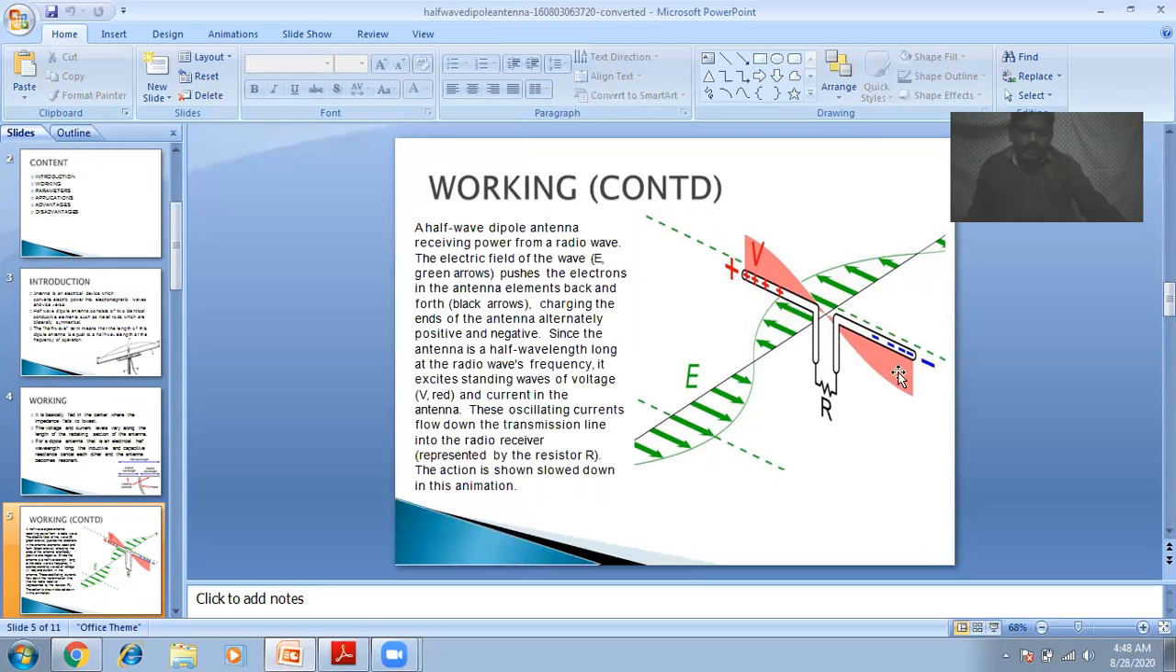That means the lower portion of lambda by 4 length is buried in the ground, and only the upper portion of lambda by 4 is seen over the ground. If you assume like that, that type of antenna is called a quarter wave monopole antenna. That means the bottom portion is inside the ground, only the upper portion is above the ground. Above the ground, we are looking only at the length equal to lambda by 4. Therefore, this is called a quarter wave monopole antenna.